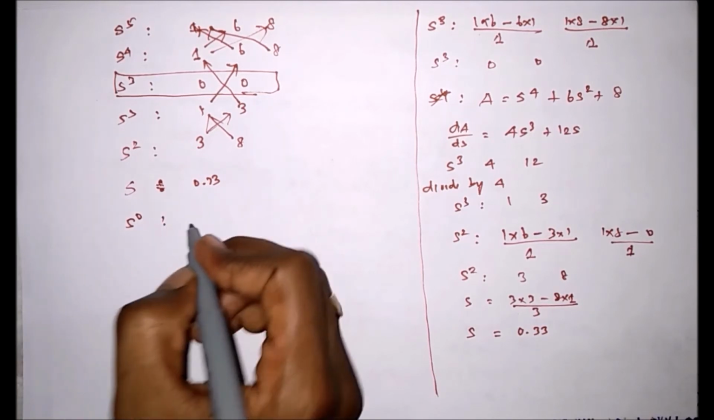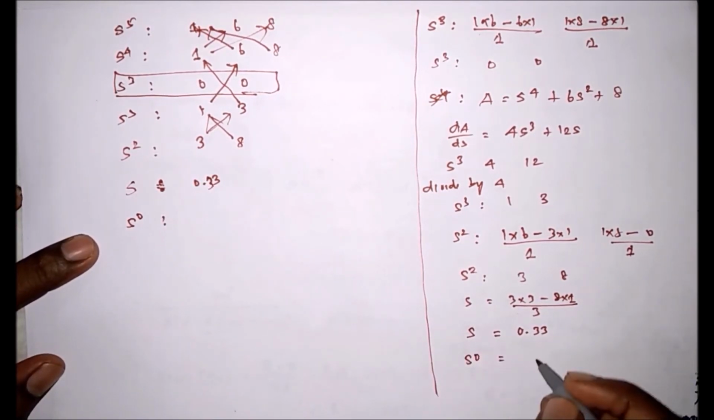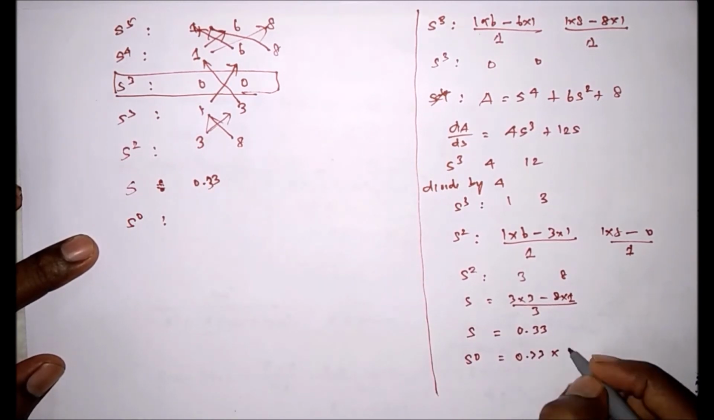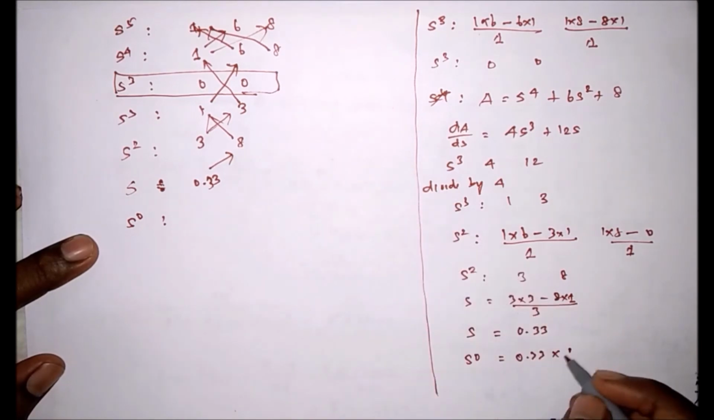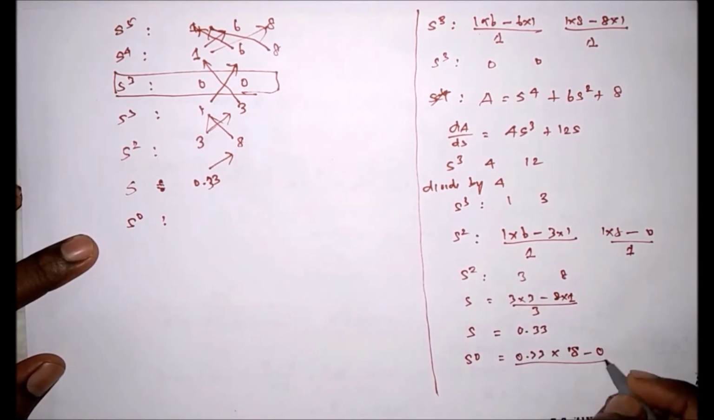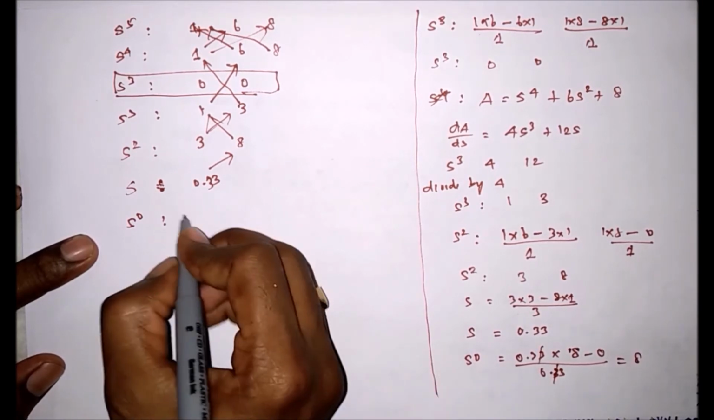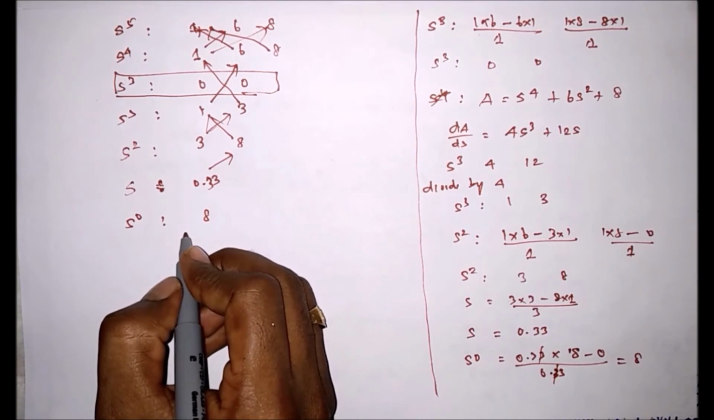Next, s power 0. To get s power 0, we take 0.33 as a reference into its previous, which is 8, minus here 0 we can consider, 0 into 3 is 0, divided by the same 0.33. So both will cancel, we will get 8. So the s power 0 term equals 8.